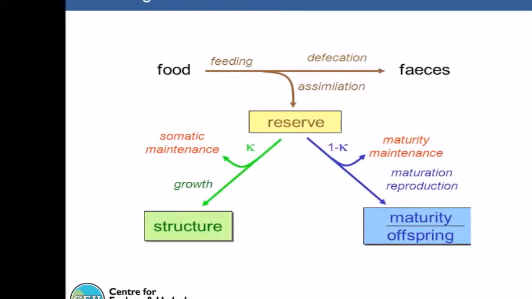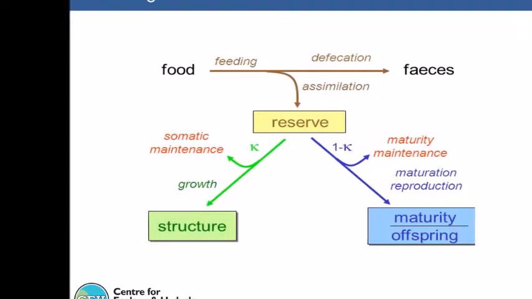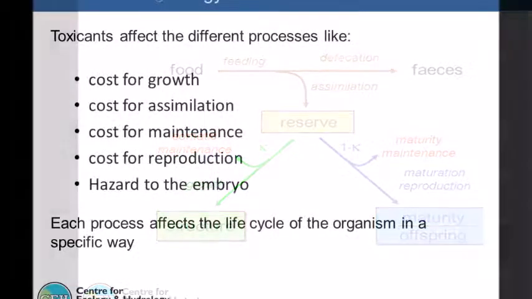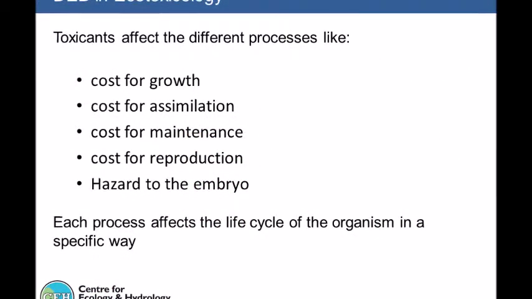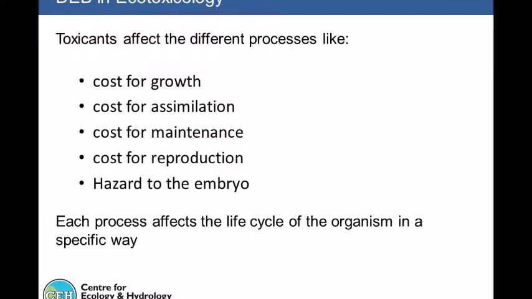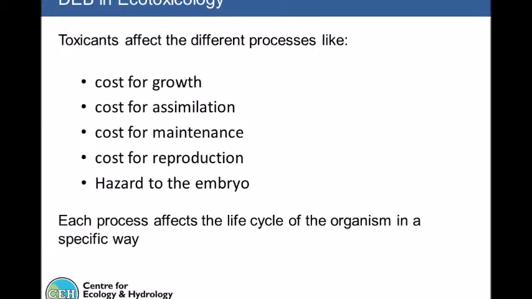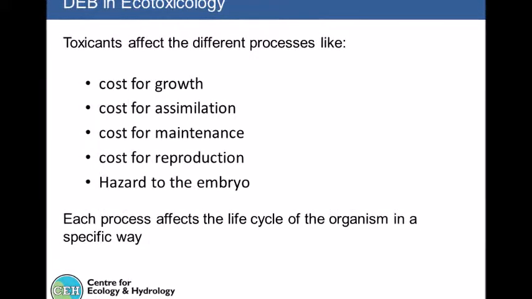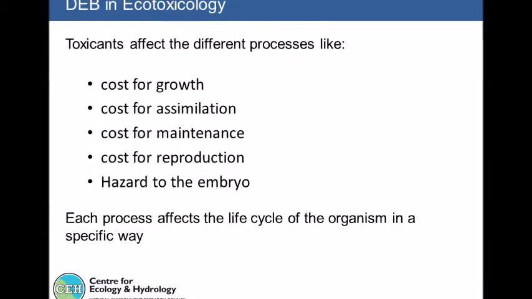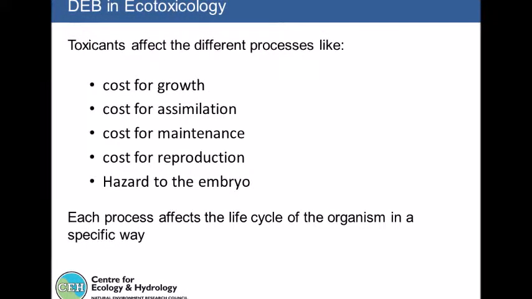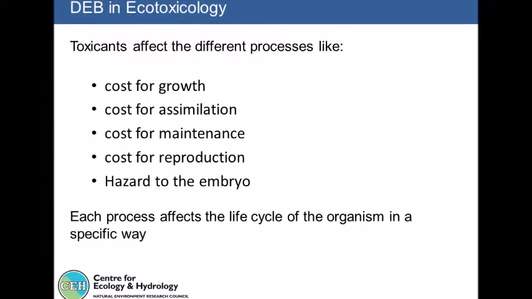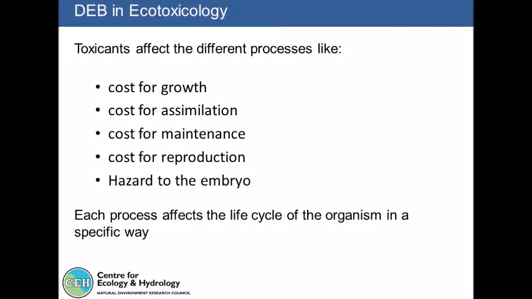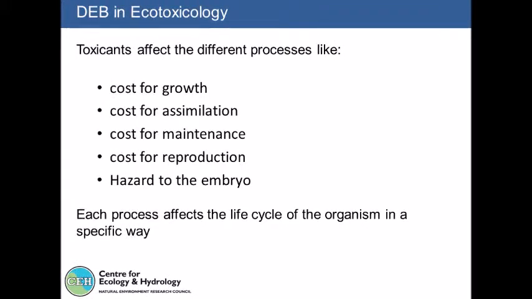So if you look at the scheme, then a toxicant can affect the different processes. It can affect the cost for growth, it can affect the cost for assimilation, it can pose a hazard to the embryo. So within this framework, you have a very different concept of mode of action. And this is not just something you dream up and you look out the window for some time and you think, well, this is how the world works. You can actually see this back in actual measurements.